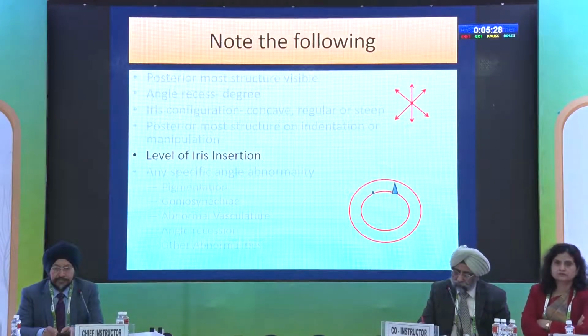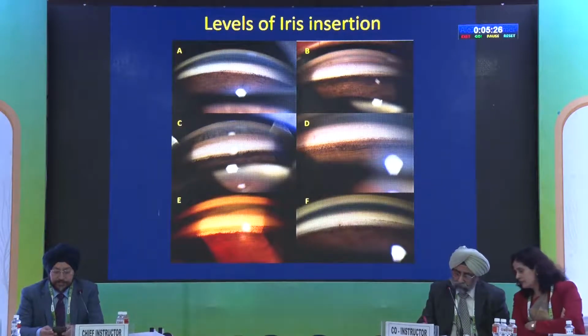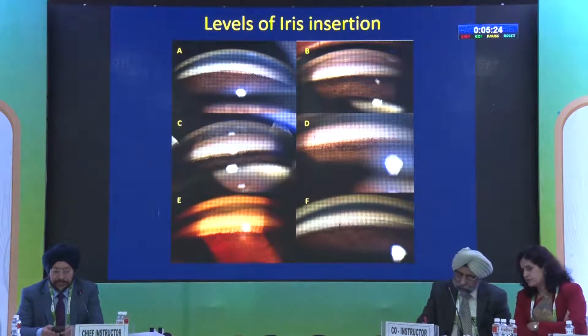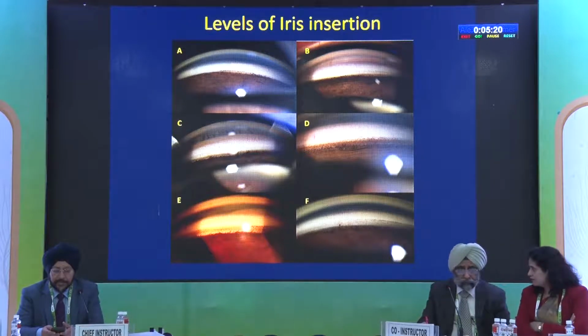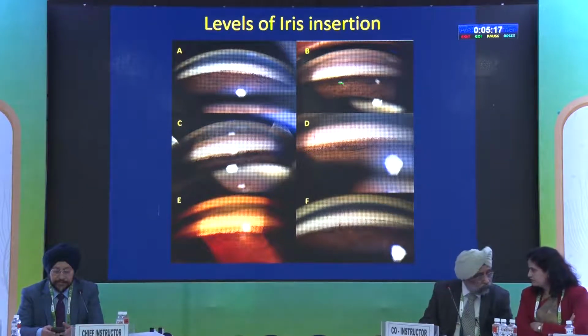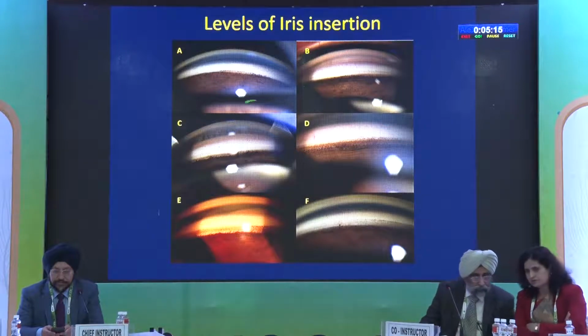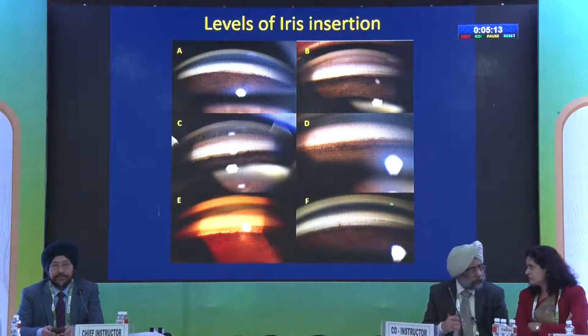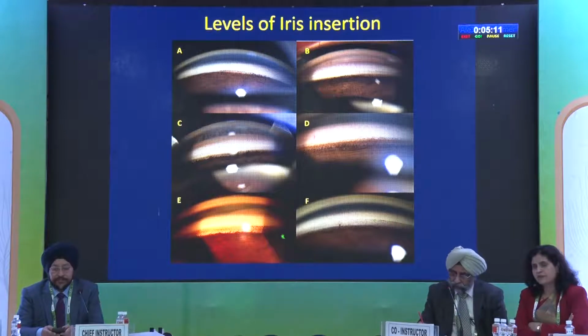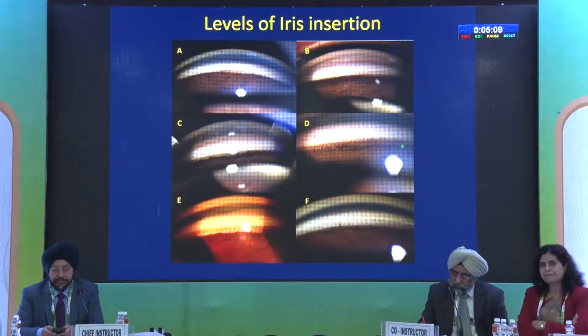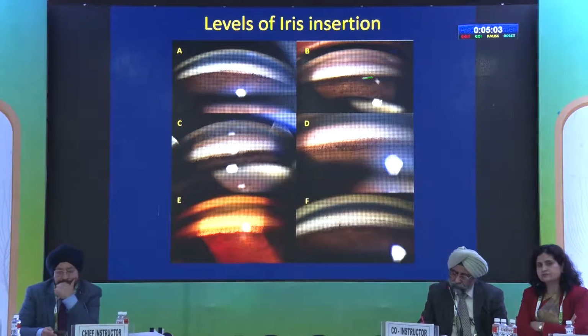Level of iris insertion. Sometimes you will be able to see that the iris configuration is flat, the anterior chamber is deep, but still the iris is actually originating over the trabecular meshwork. So, the level of iris insertion could be at the level of the ciliary body, at the level of the scleral spur, or just behind the trabecular meshwork, over the trabecular meshwork, sometimes just at the anterior trabecular meshwork, or even just at the Schwalbe's line.